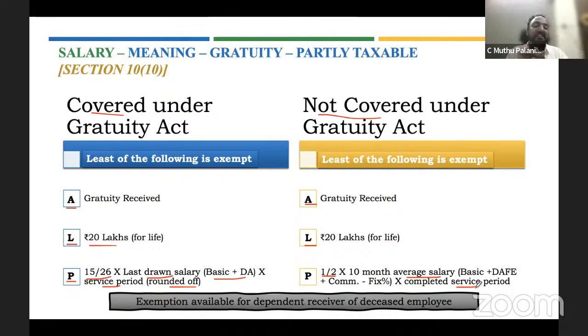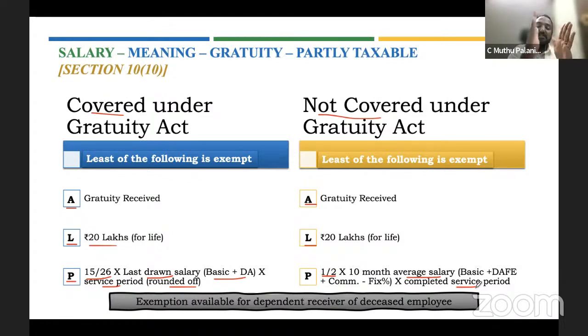Into completed service period. So irrespective of whether it is 26 years, 7 months or 5 months, what number do you take? You take 26. So you have to ignore the months. You have to take only the completed service period. So this is the difference between covered and not covered. What is different?